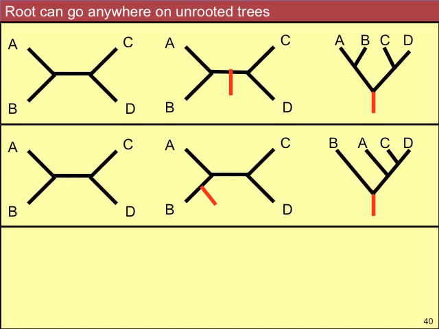So to one side, there's a branch that goes to a node that then joins A and B. On the other side is a branch that goes to a node that joins C and D. That's how we root an unrooted tree and convert it into a vertical tree.